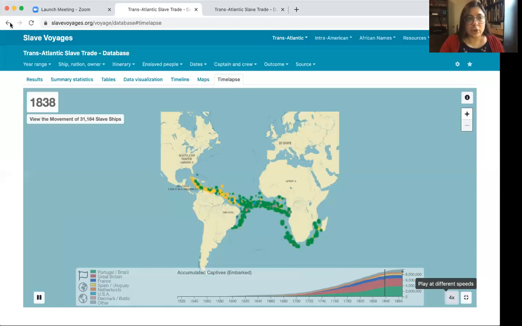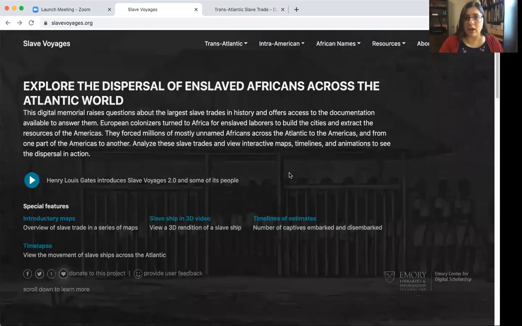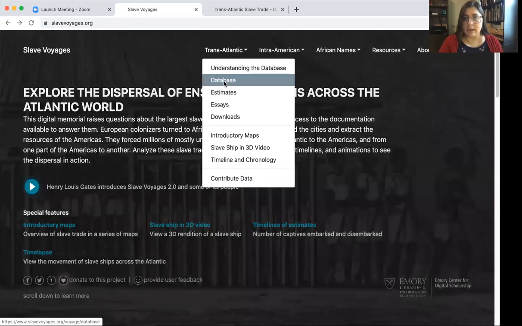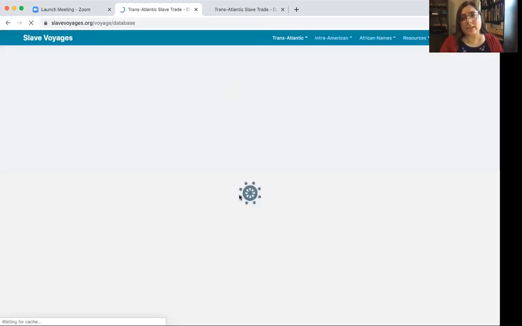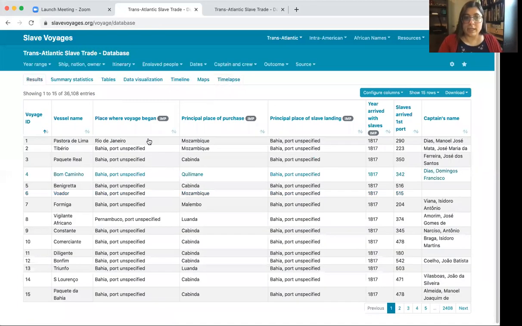But I would like to show you how to use the database itself, which has a lot of information about these 36,000 voyages. So I'm going to go to the database. When you go to the database, you'll see that there's lots of information about each ship. There's the vessel name, where a voyage began, where it ended, the number of enslaved people who were kept on board, and also things like the ship owners, the investors.